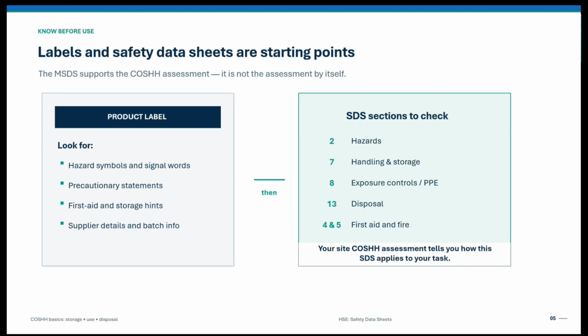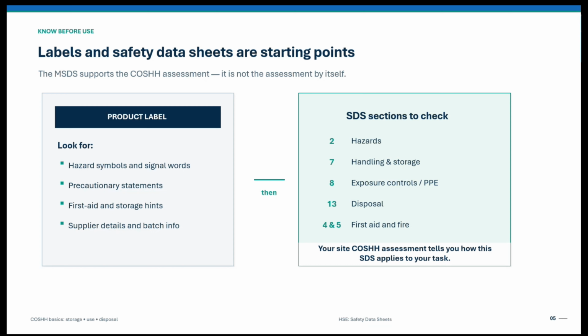So, labels and safety data sheets. The labels and the safety data sheets are your first port of call to understand what the chemical is and what the hazards are associated with it. When you're looking at a product label, what you should look for is the hazard symbols and the signal words associated with that chemical, the precautionary statements and the hazard statements, the first aid and storage hints.